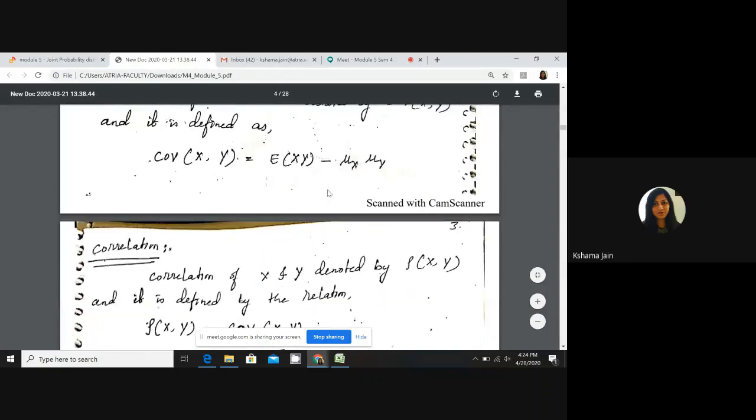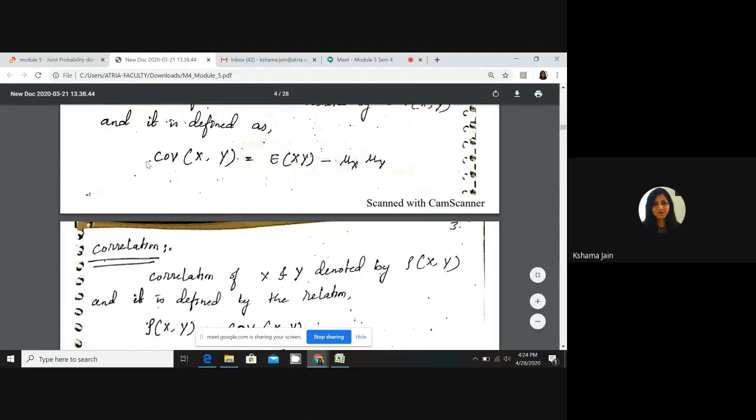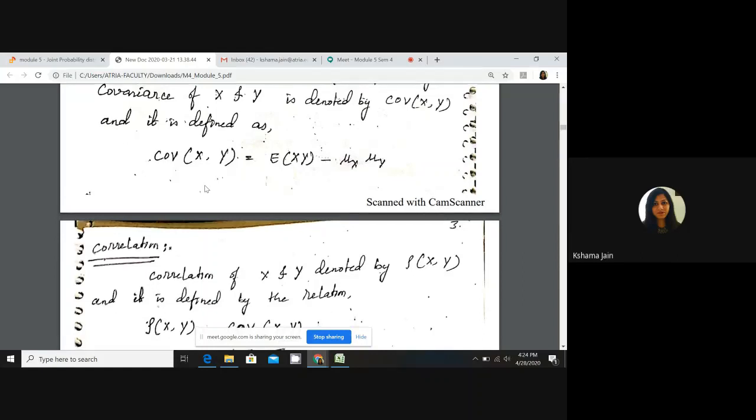So don't do this: E of xy written as E of x into E of y minus E of x into E of y, directly 0. No, not at all, because they are related to each other. So covariance cannot be 0. If covariance is 0, that means the variables are independent of each other. This is a very big point to remember to find whether data are independent or dependent. If covariance is 0, the variables are called independent, and if it is non-zero, they are called dependent variables.